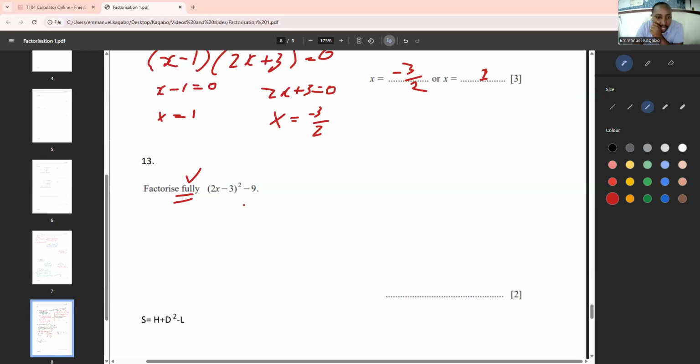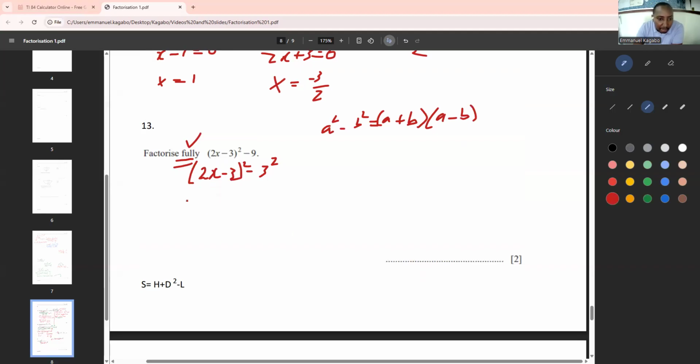So now, this is again difference of two squares. This can be written as x minus 3 squared minus 3 squared. Very good. Now, a squared minus b squared equals a plus b, then a minus b. Are we together here, guys?